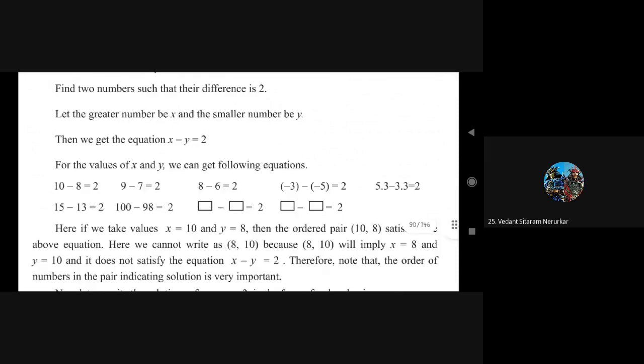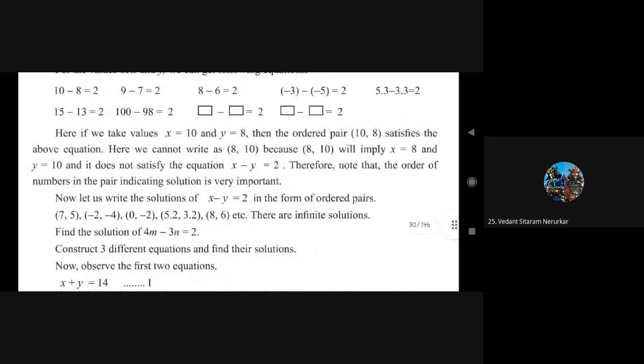So now consider the second example. Find two numbers such that the difference is 2. So we will write x minus y is equal to 2. And in this example also we can take n number of values, like values of x and values of y, as many as we want, right? So what is the conclusion, students?